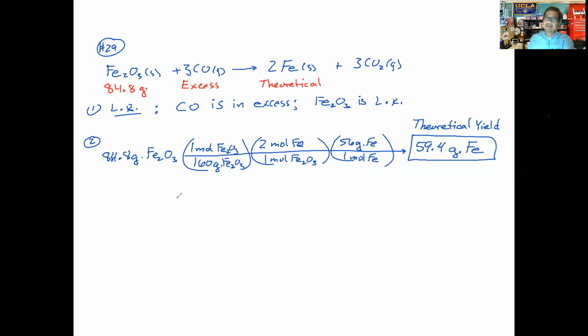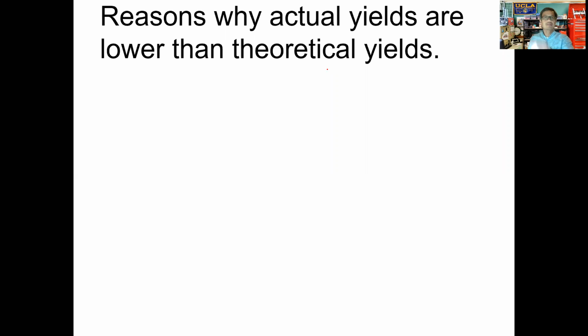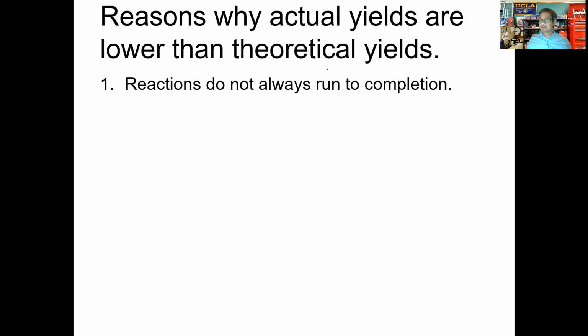It gives us an idea of how good the reaction is, how good our work was. And so what are some reasons then why? Hopefully you have this down. Please make sure you write this down. What are some reasons why we would have an actual yield that is less than our theoretical yield? Well, first of all, the reaction doesn't run to completion. Meaning, if we keep this in mind, there'd be issues, there'd be complications.